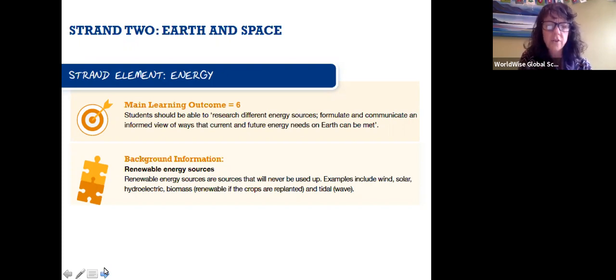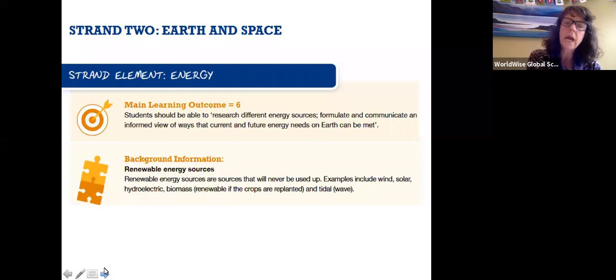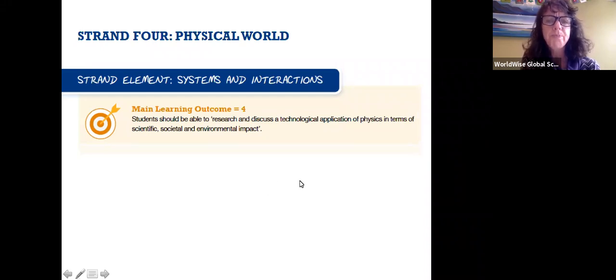So this is looking at all your renewables. It would be quite an exciting CBA 1 if it was to be the way a proper investigation possibly, but also equally could be CBA 2 with science in society. So again, when we look at strand 4 then, as regards the physical world, if we look at our systems and our interactions and that particular strand element, why can't we look and research and discuss the technological application of physics in terms of scientific, societal and environmental impact?